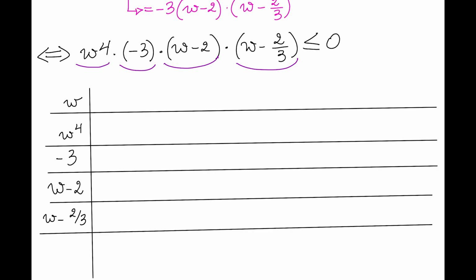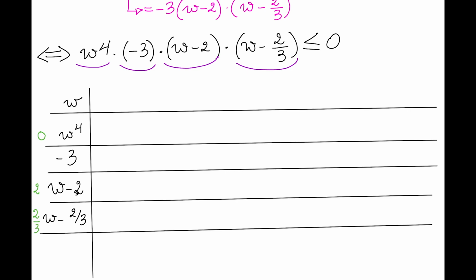Very good. All right, let's look at the critical points in this context. w^4 is 0 when w is 0. So one of the critical points is 0. Minus 3 is never 0, so no critical point. No number making this factor 0. What's the number that makes w minus 2 zero? This happens when w is 2. And what's the number that makes w minus 2/3 zero? This happens when w is 2 over 3.